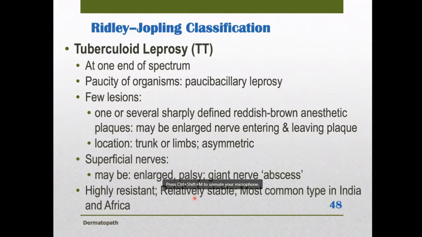So I was disturbed. Someone was disturbing the phone, which is giving internet to my computer. So I hope you can hear me. Yes. Okay, so I was saying that there are a few organisms, therefore this is a paucibacillary leprosy.